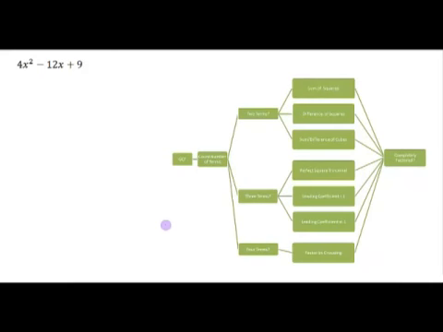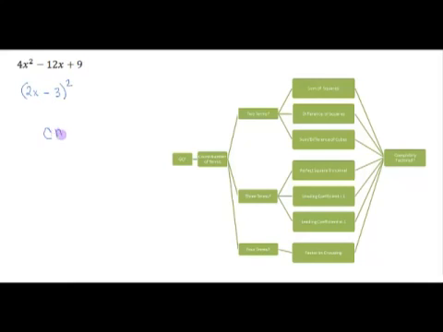4x squared minus 12x plus 9. Do we have a greatest common factor? No. Count the number of terms. We have 3 terms, so is it a perfect square trinomial? It could be, because we have a perfect square here, we have a perfect square here, and in the middle we just need to check to make sure we can get factors that add up to that middle term. So let's factor this as if it were a perfect square trinomial. This would be a 2x, this would be a 3, and we carry the minus down.